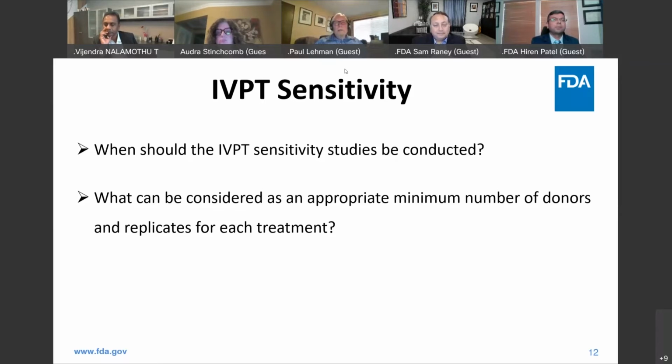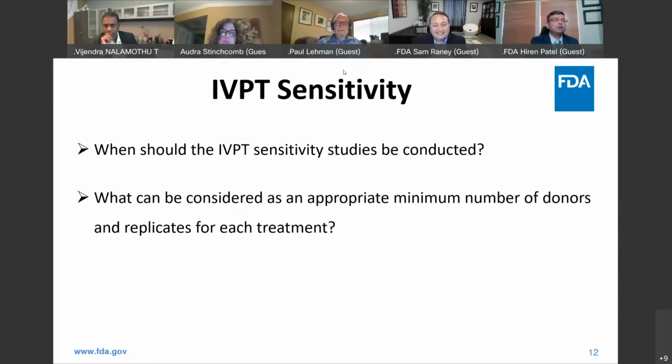Certainly when you get to the pilot and to the pivotal, the more donors and replicates you have, within reason of cost, expense, and logistics, the higher quality the data are.